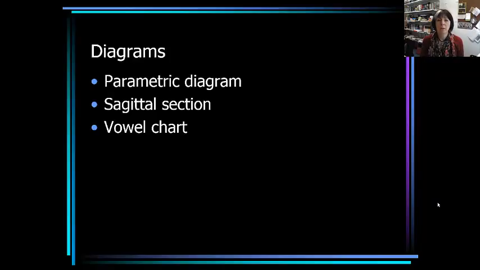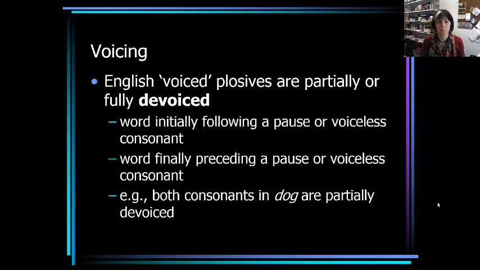So the diagrams that we have in an articulatory description are the parametric diagram, the sagittal section, that's the half cut of the face where you can see a side view of what's going on in the oral cavity mainly, and also a vowel chart, and we've looked a bit at vowel charts in Sounds, Grammar and Meaning and also in English phonology. In this lecture we're looking specifically at parametric diagrams, and we're going to have a couple of lectures where we look at those. So to start with, voicing.